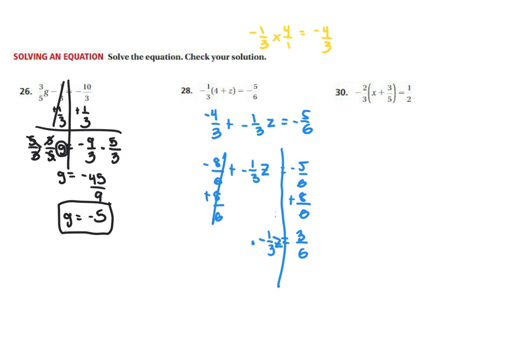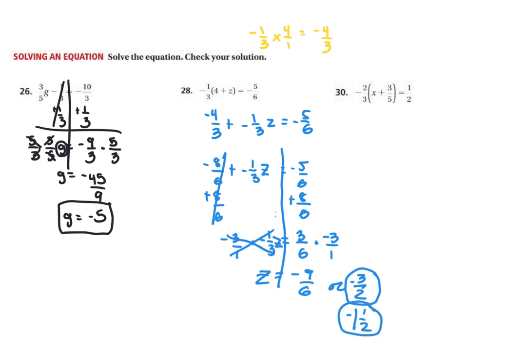And now we multiply by the reciprocal. Negative 3 divided by 3, the 1 and negative 1, those cancel. And we'll multiply by negative 3 over 1 on this side. And end up with z equals negative 9/6. And then to simplify that, we would say negative 3/2. And if you wrote it as a mix, that would be negative 1.5.